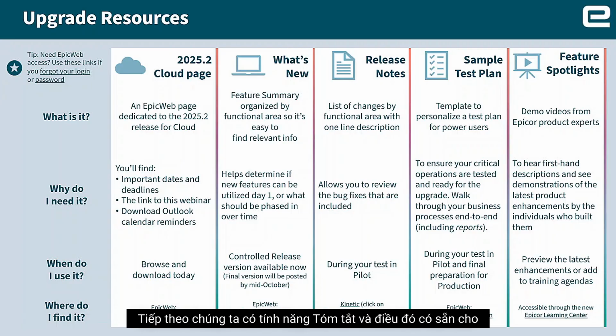Next, we have the feature summary, and that's available for the controlled release and that you can read today. We suggest that you review it to guide you through the new features. That'll be to decide whether you want to use them right away or if you want to roll them out at a later date. What's helpful about it is that it's organized by area of business, so it makes it easier to find out the features that pertain to each functional area. And the final version will be uploaded to Epic Web by mid-October.